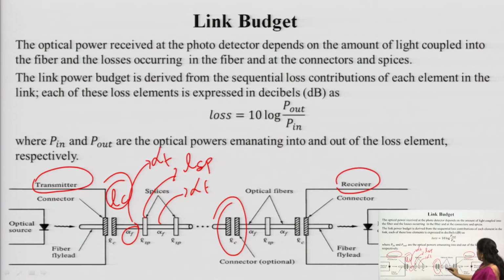Receiver section. So, what is the power emitted at this end, PT, and what is received at the receiver, that is PR, can't be the same, because it has to come across all types of losses which are in between these two.